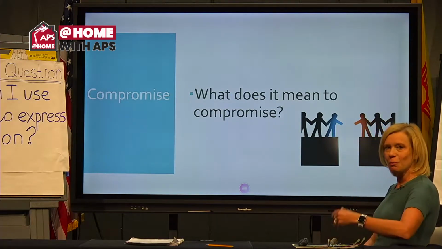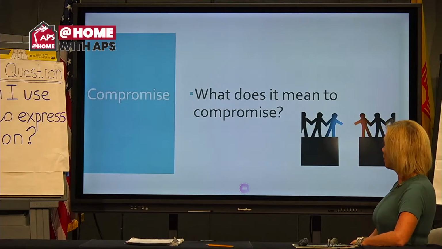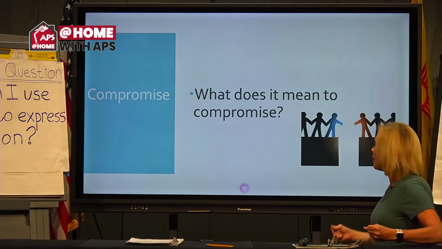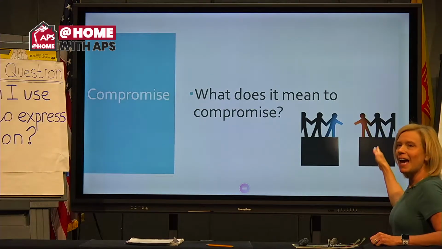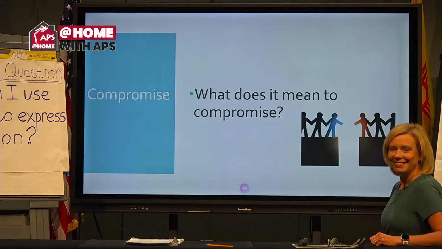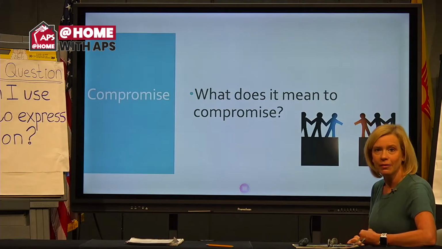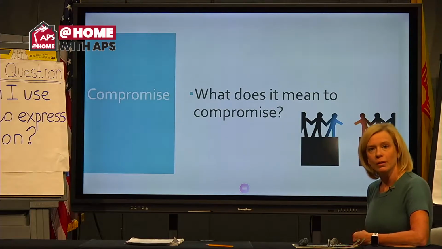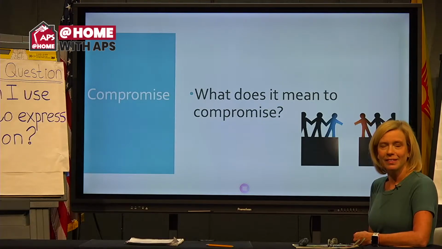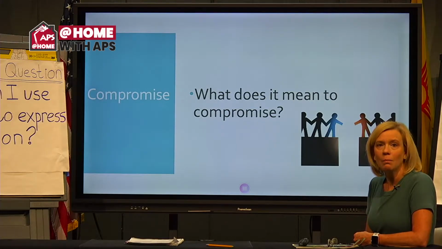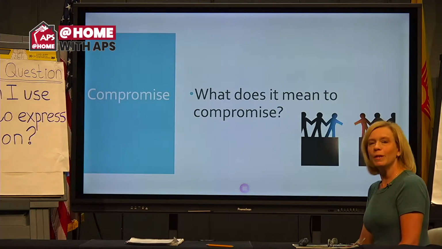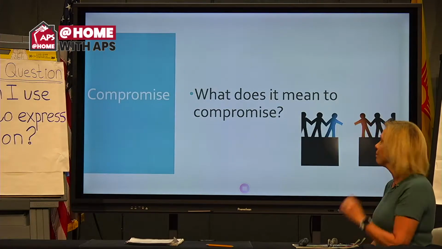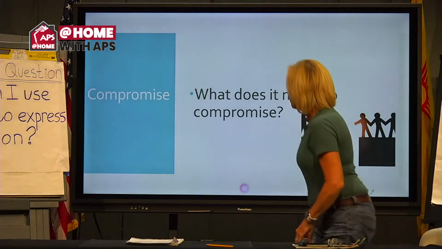You know I love to show pictures when I show you a vocabulary word. And compromise. So we have two groups of people, a little bit of a chasm in the middle, and they're trying to hold hands and come together. That's what we mean by that word, compromise. Say that with me. Compromise. It sounds like we know part of that word already, don't we? We know that word, promise.